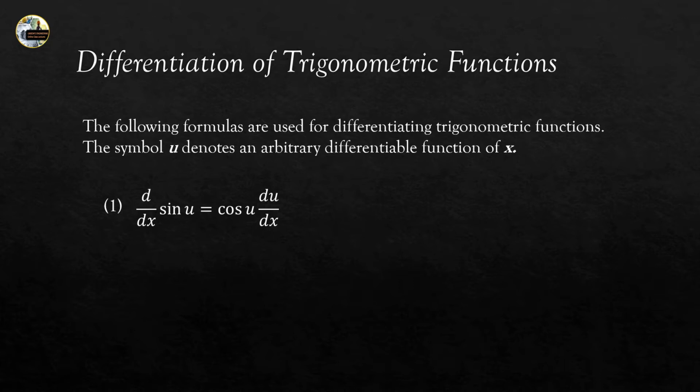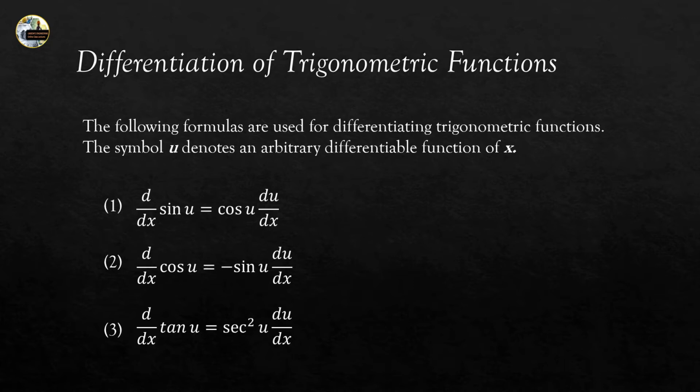The last time, in our part 2 lecture, differentiation of trigonometric functions, we discussed different formulas like these. Formula number 1, d over dx sin u is equals to cosine u du over dx. Second formula, d over dx cosine u is equals to negative sin u du over dx. Third formula, d over dx tangent u is equals to secant squared u du over dx.